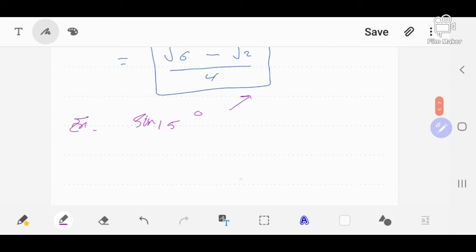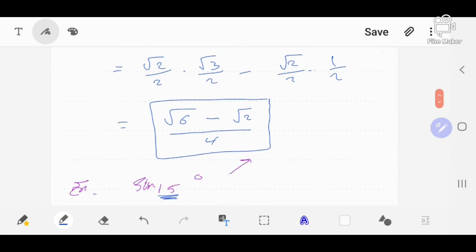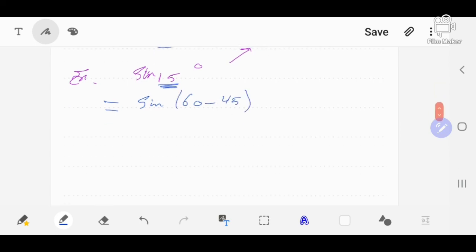This is sine 15. So you can use two angles to get 15. You can either use 45 minus 30, or you can use 60 minus 45. Let me choose 60 and 45 this time, just to show you that you should get the same answer. So sine of 60 minus 45 will give you 15. Now I'm talking about the sine. What's the formula for sine? It's sine cosine, and you keep the sign the same, so minus cosine sine.